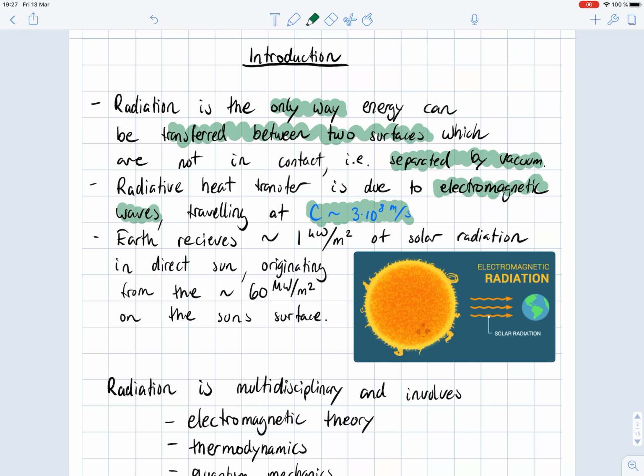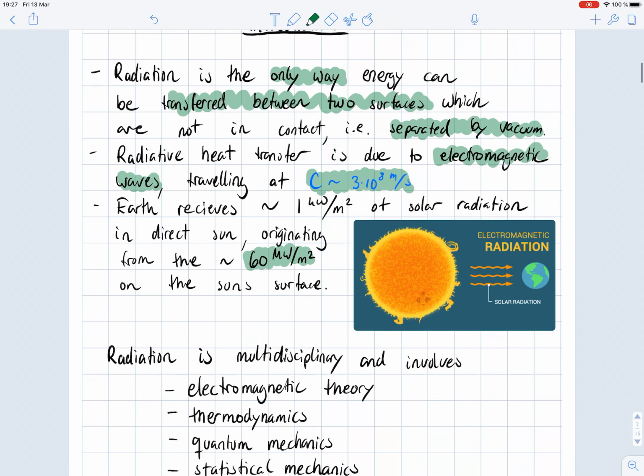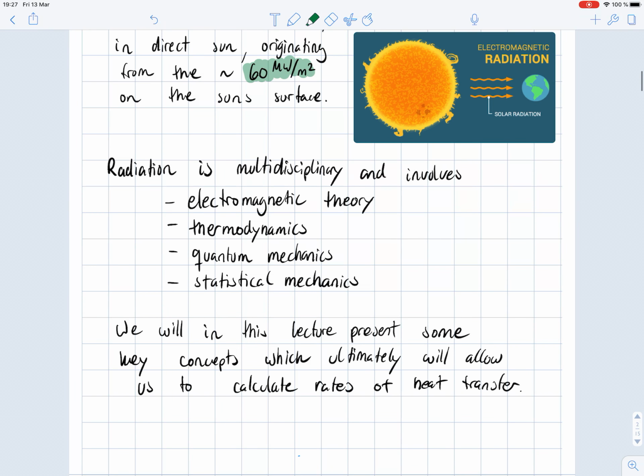Our planet receives quite a lot of solar radiation per day. The number is as much as 1 kilowatt per square meter, as long as we are in direct sunlight, originating from the total of 60 megawatts per square meter emitted from the sun's surface. Radiation is by all means a multidisciplinary topic, and it includes electromagnetic theory, thermodynamics, quantum mechanics, and statistical mechanics. So this is to a large extent covered by physics, but we will try to extract the metallurgical relevance from it in the following lectures.